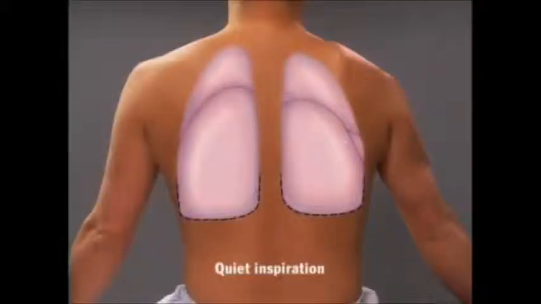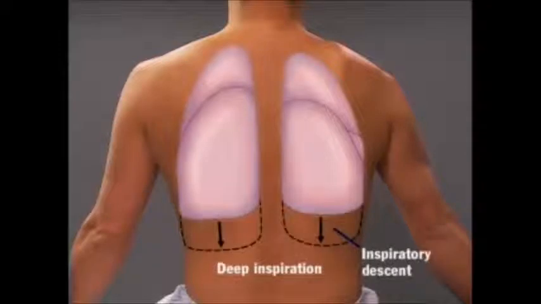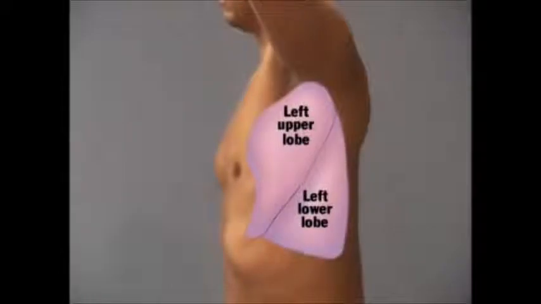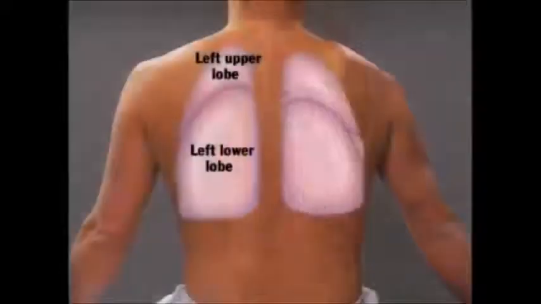Posteriorly, the lungs extend from above the scapulae to about the level of T10 on quiet inspiration and to T12 on deep inspiration. The left lung is divided into 2 lobes and looks like this: anteriorly, laterally, and posteriorly.